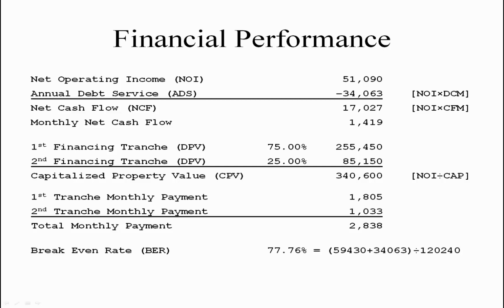The break-even rate, this is the economic occupancy rate for a zero net cash flow. It is equal to the sum of the gross operating expense plus the annual debt service, all divided by the gross scheduled income. When the economic occupancy rate falls below this percentage, you'll have a negative net cash flow.